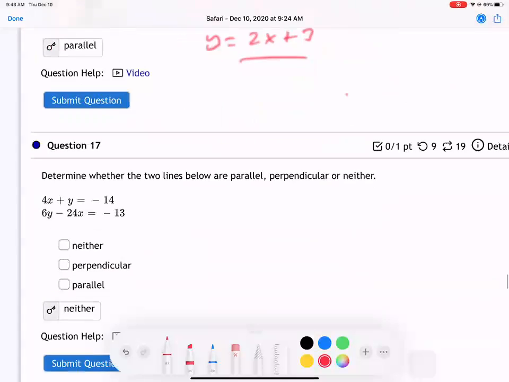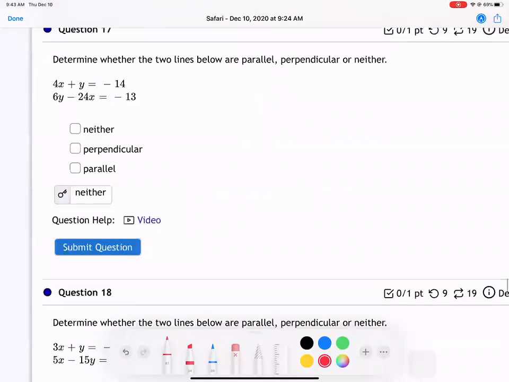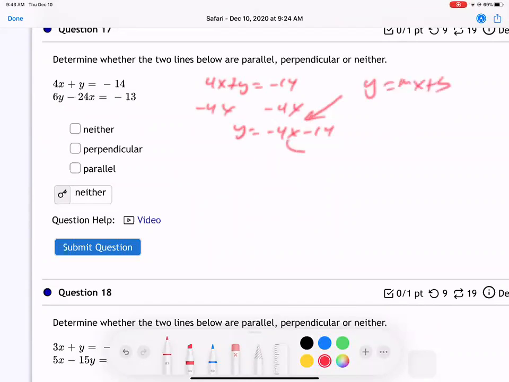Okay. Determine whether two lines are parallel, perpendicular, or neither, just like before. So they're not in the right format, so let's go ahead and rewrite this around. 4x plus y is equal to negative 14. Because I don't know what the slope is, I'm going to subtract 4x from both sides. y is equal to negative 4x minus 14. Yay! Now this is slope-intercept form. y is equal to mx plus b. We have our m, we have our b. We are golden here. My m value, though, is negative 4.